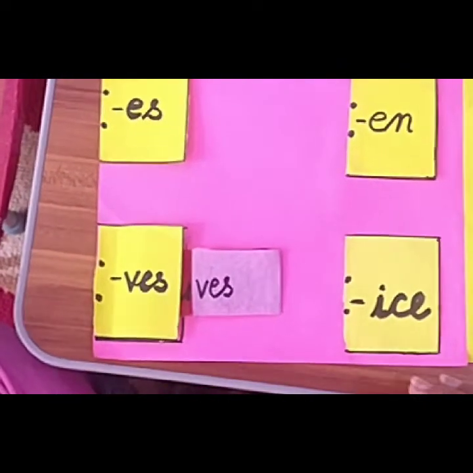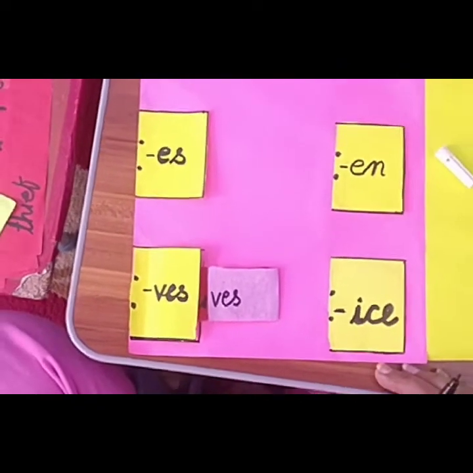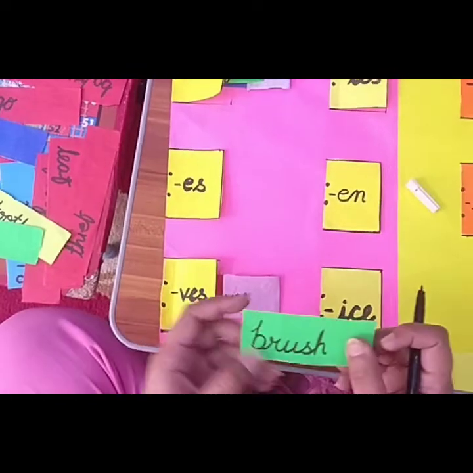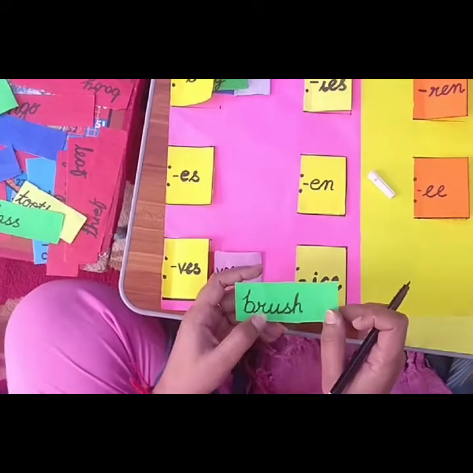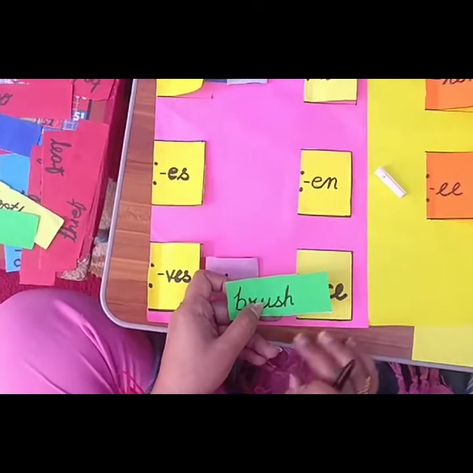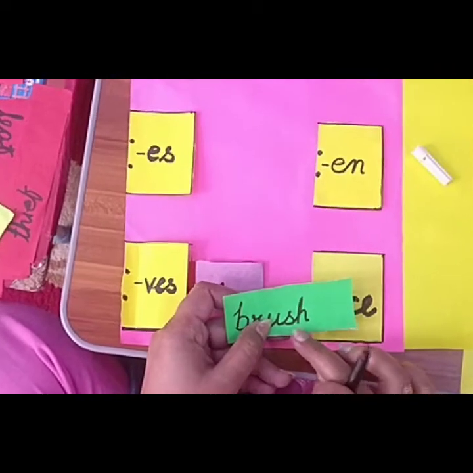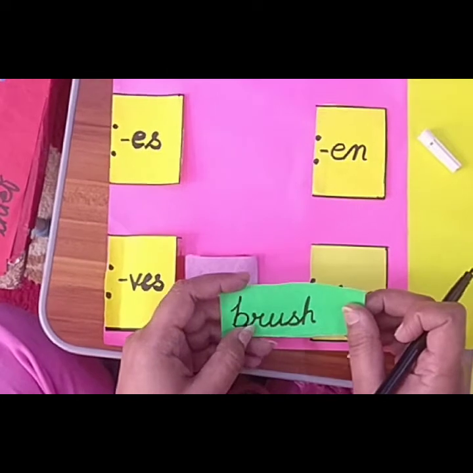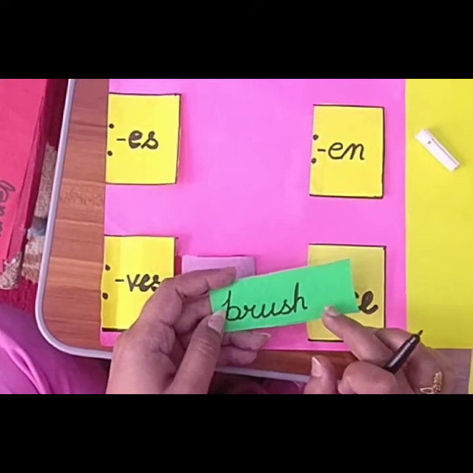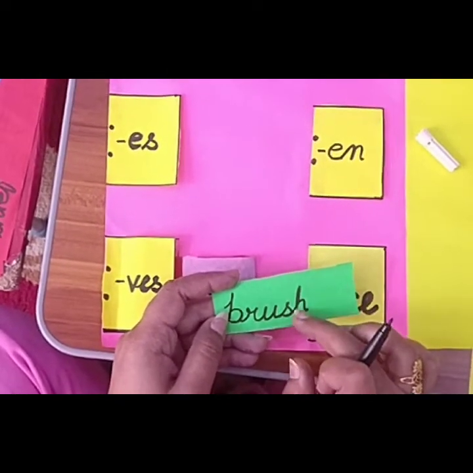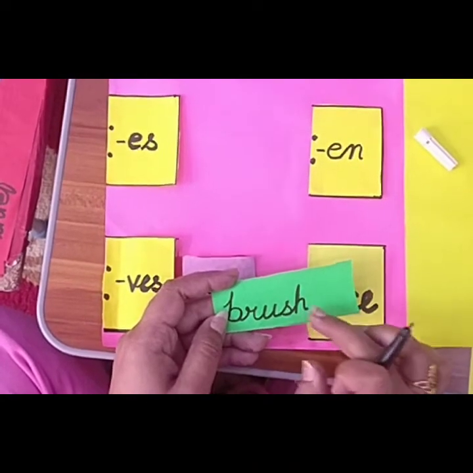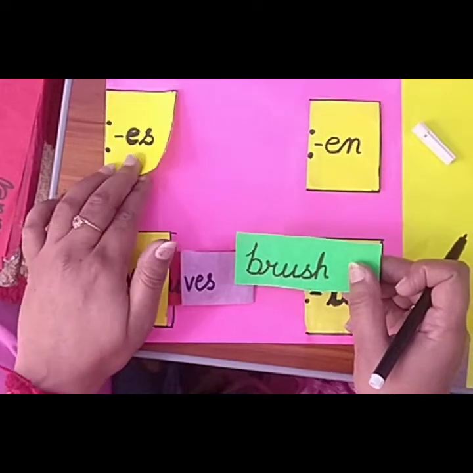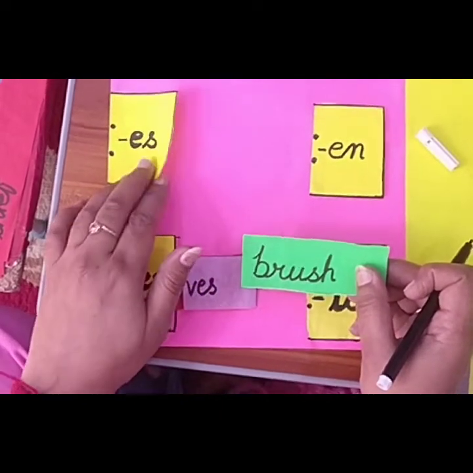Right? Let's take another word. Suppose I'm taking the word brush. So brush, this word is ending with SH. So whenever there is SH at the end, what do we do? We add ES at the end of the word that ends with SH. All the words that end with SH, we need to add the suffix ES.